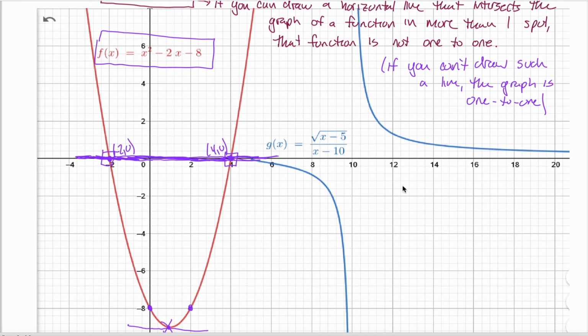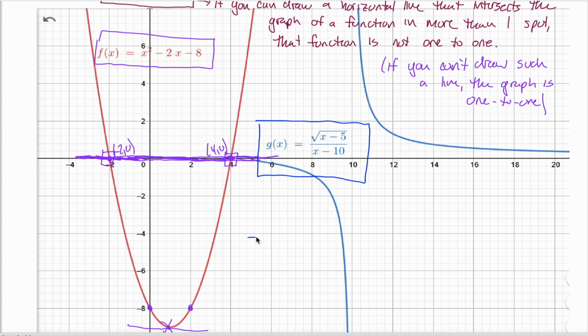What would an example of such a graph look like? Well, here's a kind of complicated one. It's a function that I think I looked at briefly in the very first video in this section. g(x) equals the square root of (x minus 5) divided by (x minus 10). It's beyond the scope of this class to figure out that the graph of the function given by this equation is what's shown in blue. But I can tell you that it is.